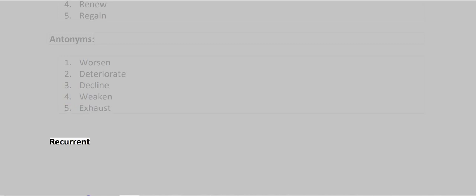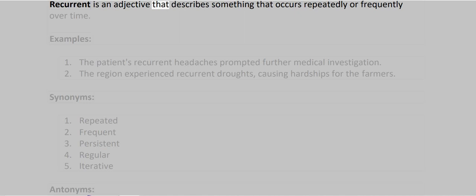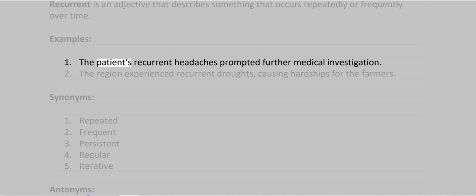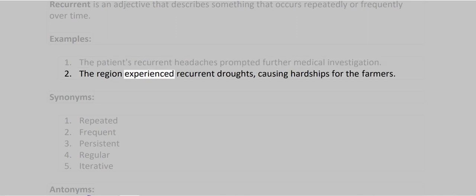Recurrent. Recurrent is an adjective that describes something that occurs repeatedly or frequently over time. Examples. 1. The patient's recurrent headaches prompted further medical investigation. 2. The region experienced recurrent droughts, causing hardships for the farmers.